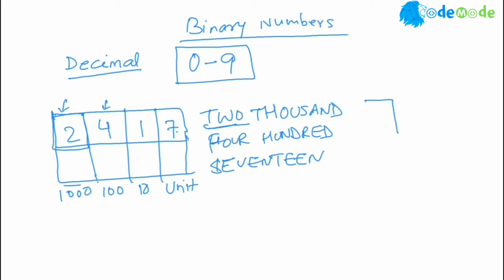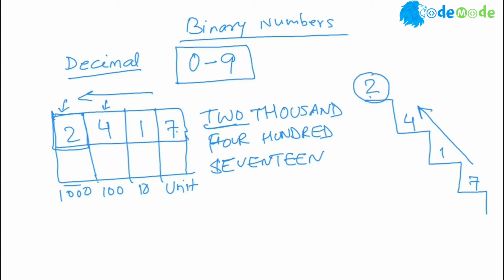Think of it more like a step. This is where 7 is, this is where 1 is, this is where 4 is, this is where 2 is. The higher you go on these steps, the more powerful the numbers become. Even though 2 is smaller than 4, 2 is more powerful. Why? Because 2 is at the 1000th place. So what I really mean is the number and the position of the number are equally important.